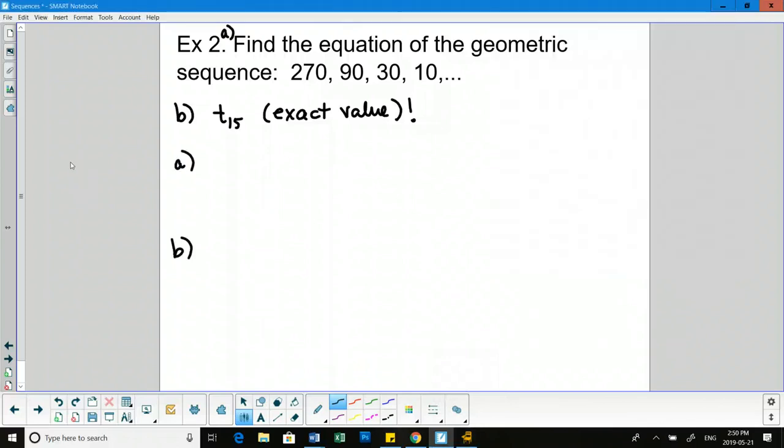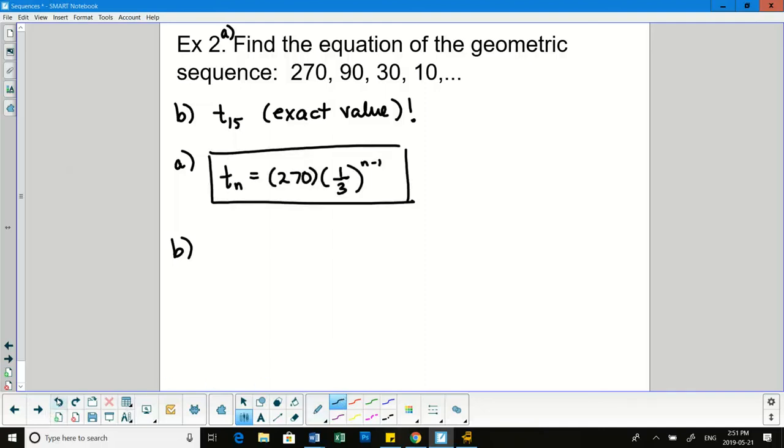Okay, can somebody tell me their formula? 270 times 1/3 to the n minus 1. Great. So this is what you should have got. Be mindful. We are dividing by 3 here, so our r value needs to be 1/3. If you write 3 there, you're essentially saying that the list is growing by a multiple of 3. We don't want to say that, right? So you need to be careful with that one.